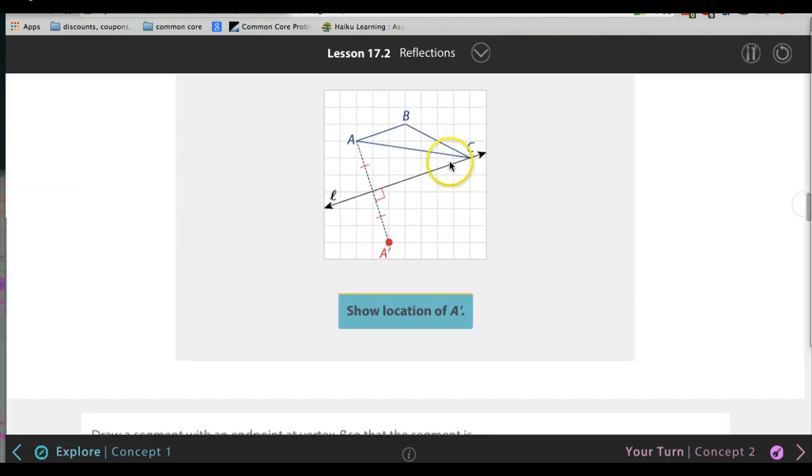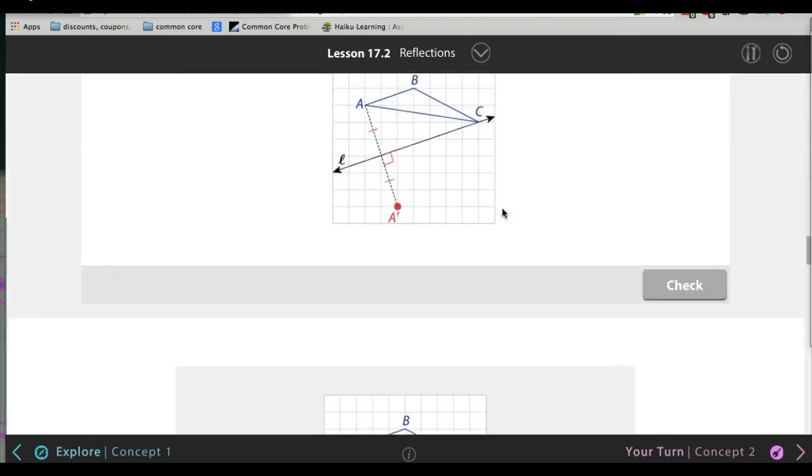And you can see over here, they did a better job of making it more accurate. They drew a line that forms a 90-degree angle, and it has to be the same length. So you can just click on it, show location of A prime, and it shows you automatically. I just love this textbook. I hope you love it as much as I do.